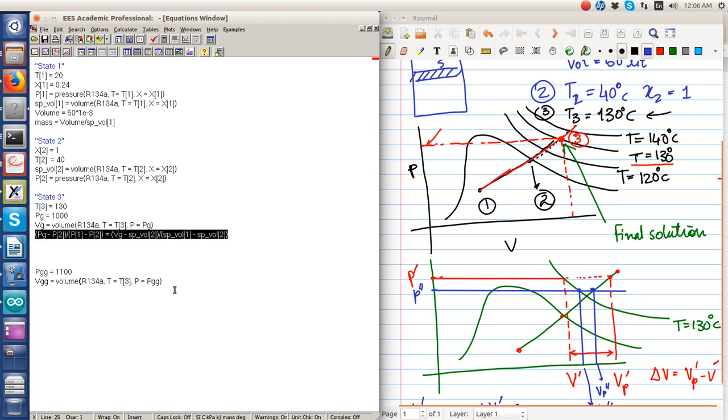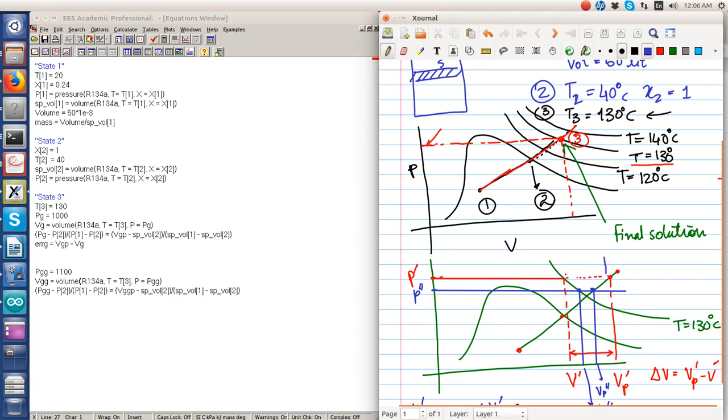Similarly, we have P double prime and V double prime. So the error prime is equal to V process guess minus V guess. So this point is the V guess process and this point is the V guess.